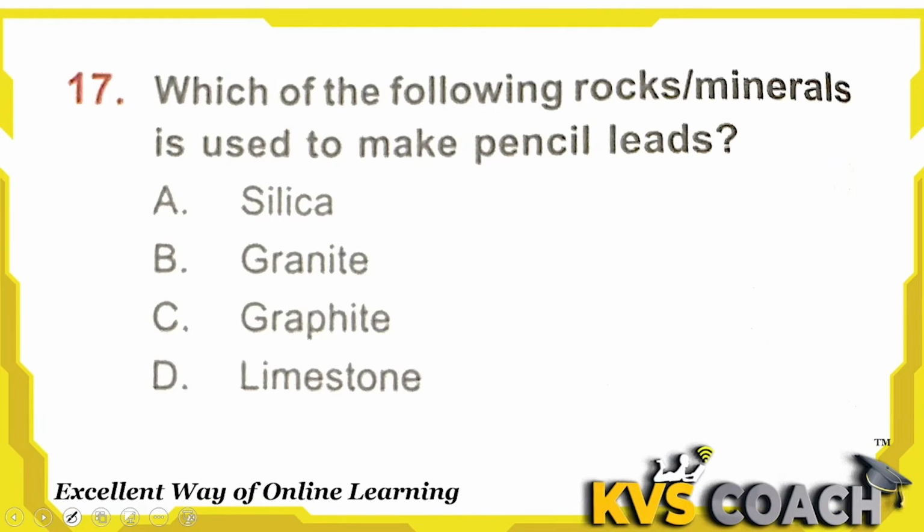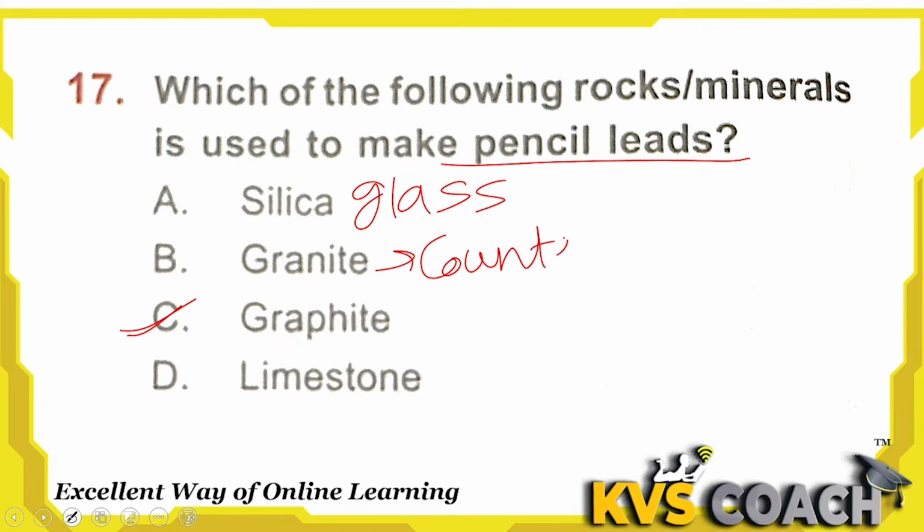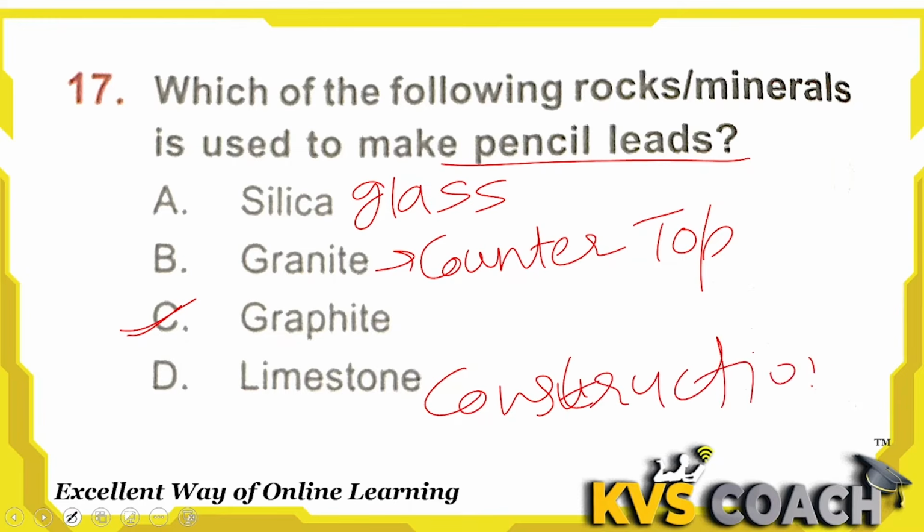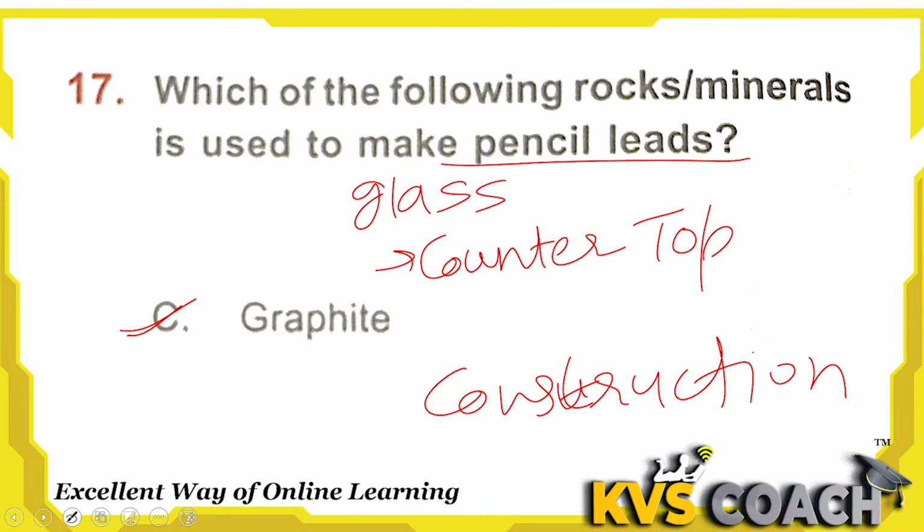Next question is, which of the following rock minerals is used to make pencil lead? To make pencil lead, we use graphite. Option C is the right answer here. Silica is used for making glass. Granite is used for making countertops or floors, or kitchen shelves. Limestone is always used in constructions. But the right answer for our question is pencil lead is made up of graphite. Option C is the right answer here.